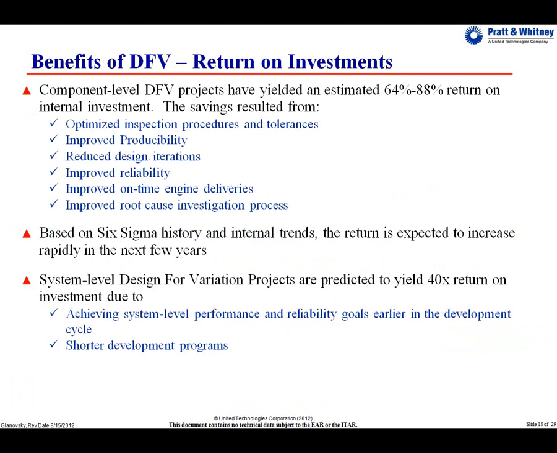So there are two small examples among a very large community of engineers. Looking at things from a more general level, all of these DFV projects, which to date have only been on individual components, piece parts, have yielded an estimated 64 to 88% return on investment, from all the improvements we've made in optimization procedures, automating models, emulating things to save time, reducing the design iterations, and improving our ability to do root cause investigation.